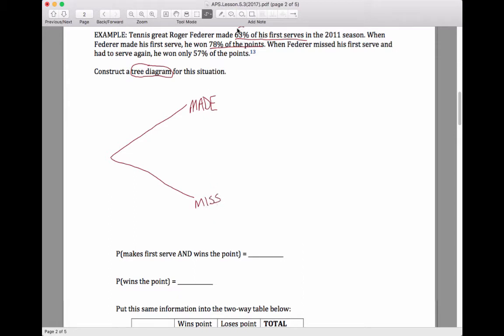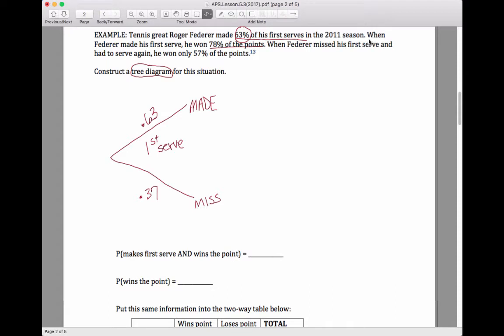We're told that 63% of the time he does make his first serve, so we label the branch like this. This branching represents his first serve probabilities. Then, by the complementary rule, if there's a 63% chance he made his first serve, there's a 1 minus 63%, or 37%, chance that he misses his first serve.